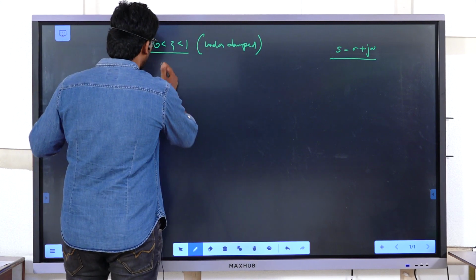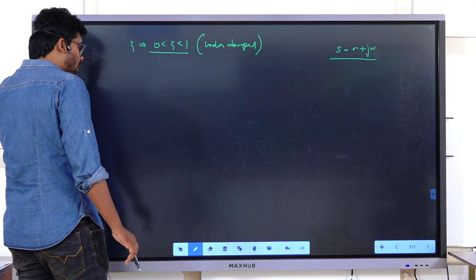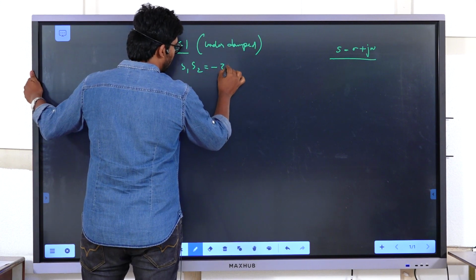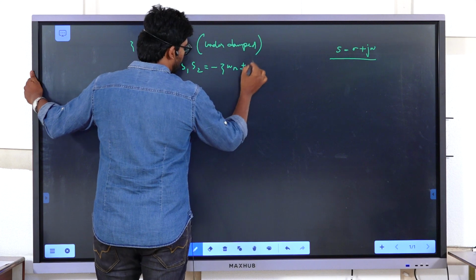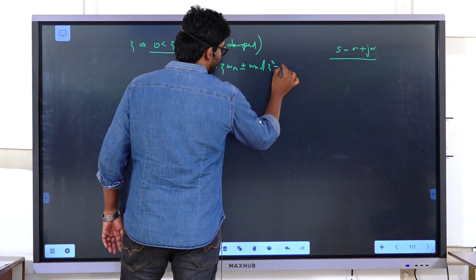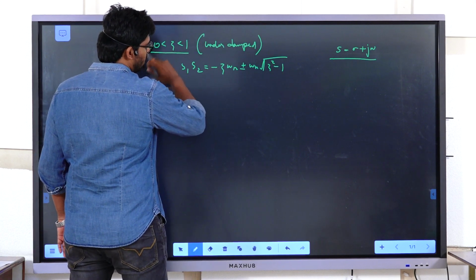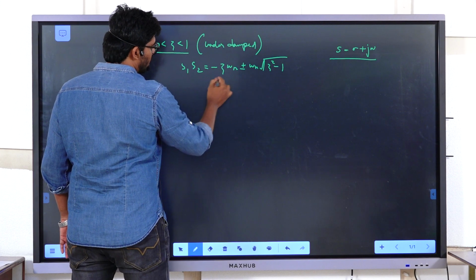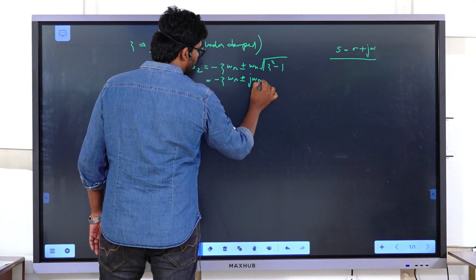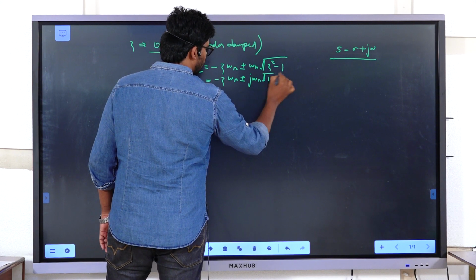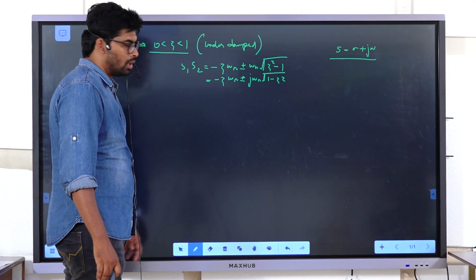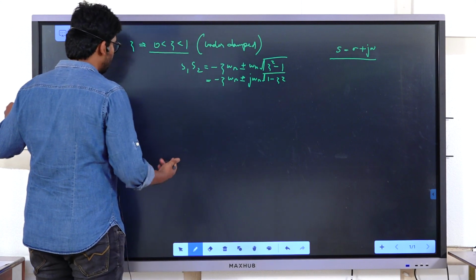Okay, so for zeta less than 1, if I want to know the values of the roots, they are minus zeta omega n plus or minus omega n root over zeta square minus 1. If we substitute zeta less than 1, we obtain minus zeta omega n plus or minus j omega n root over 1 minus zeta square. So we will have roots like this, and with roots like this, the system response will change.